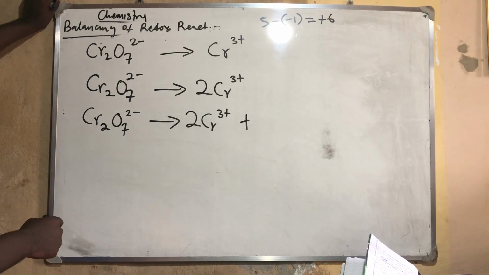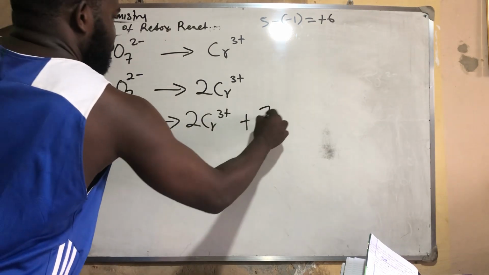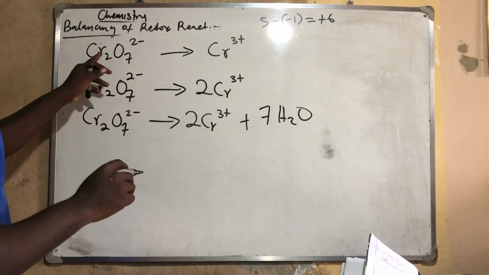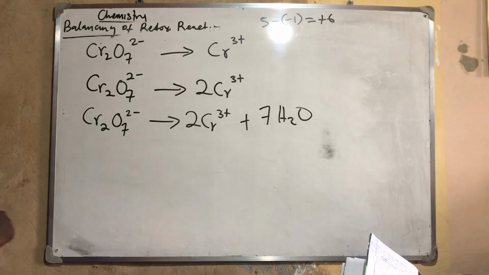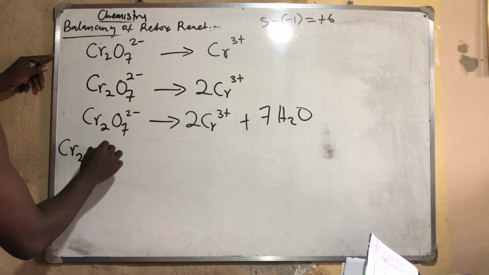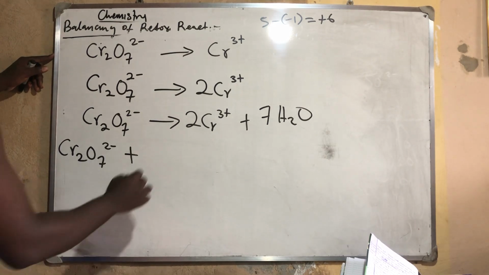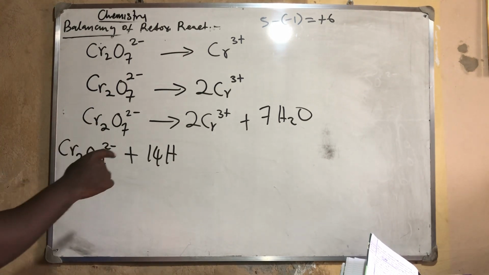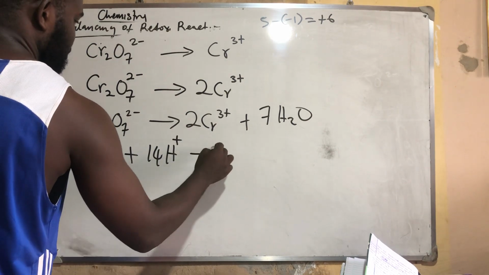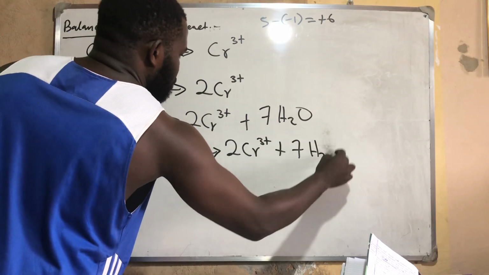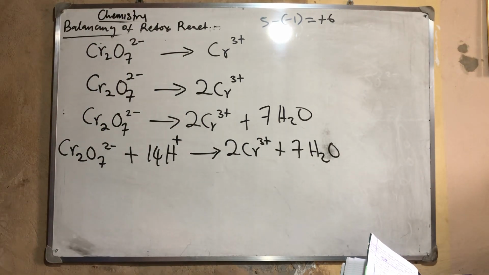How many molecule of water? 7. So 7H2O. So that was the mistake we made in the first place. I did not observe that here is 2, while here is 1. So it's supposed to be balanced first. So now we add hydrogen to the side without water. So Cr2O7 2 minus plus 14 H plus to give us 2Cr3 plus 7 H2O. All right. So we can now check the ion.